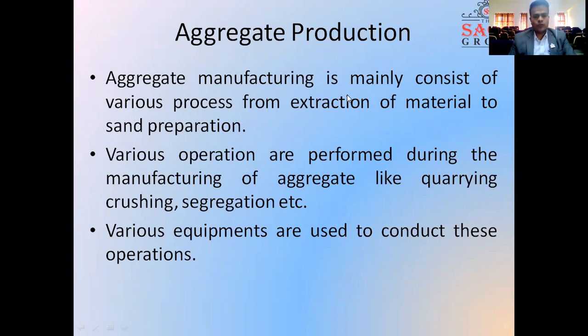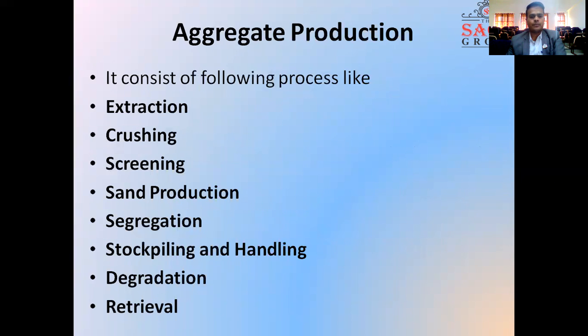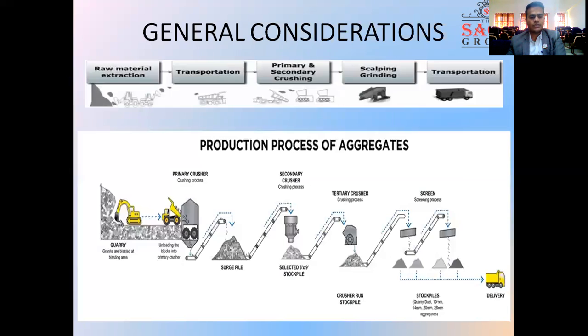So let me tell you what aggregate manufacturing is. Aggregate manufacturing mainly consists of various processes from the extraction of the material to the sand preparation. Various operations are performed during the manufacturing of aggregate, like quarrying, crushing, segregation, etc. For the execution of these works, various equipments are required. The aggregate production mainly consists of extraction, crushing, screening, sand production, segregation, stockpiling, handling, degradation, and retrieval.